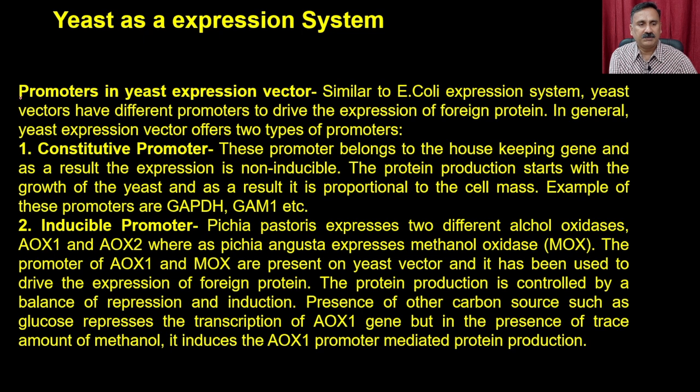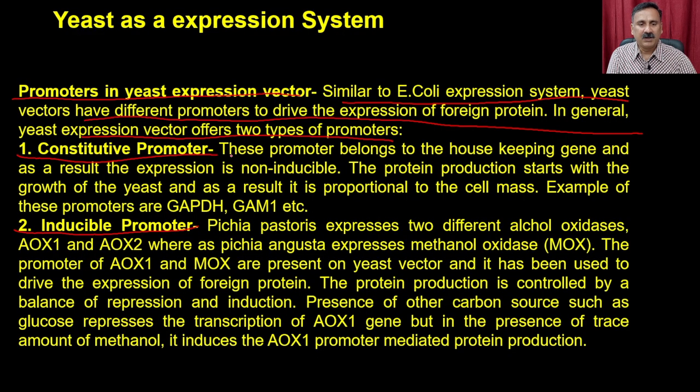Then the promoters. So, promoters in the yeast expression vector. Similar to the E. coli expression system, yeast vectors also have different promoters to drive the expression of foreign proteins. In general, yeast expression vectors offer two types of promoters: constitutive promoters or inducible promoters. Constitutive promoters constitutively express the protein of your interest, and that is linked to the growth of the yeast. These promoters belong to housekeeping genes, and as a result, the expression is non-inducible. The protein production starts with the growth of the yeast, and as a result, it is proportional to the cell mass. Examples of these promoters are GAPDH and GAM1.